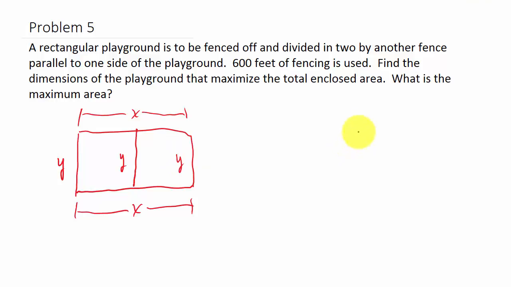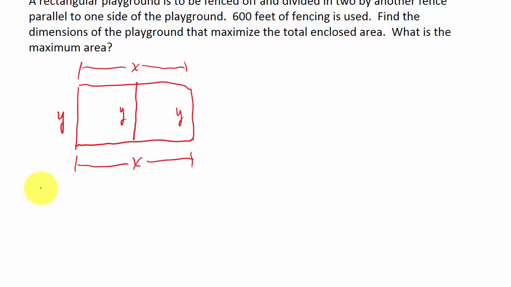Alright, now let's look at the information that they give us. It says 600 feet of fencing is used. So that means if I add up all of these sides here, here, here, here, and here, it should equal 600. So 600 is equal to x plus x, which is 2x, and then y plus y plus y, which is 3y. Now that was given information.